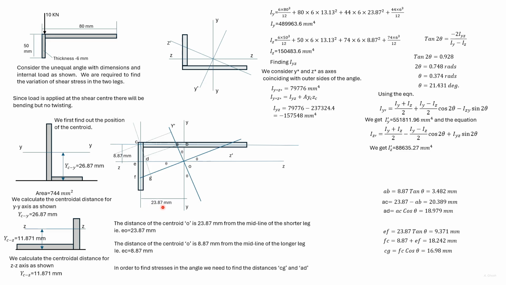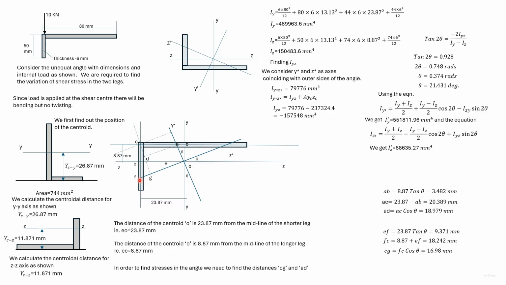We find these two distances from the center line of the two legs. So this distance minus half the width, and similarly this distance is this distance minus half the width. Now AB is 8.87 tan theta. AC is BC minus AB. So here we have AC. AD is AC cos theta. So here I found AD.